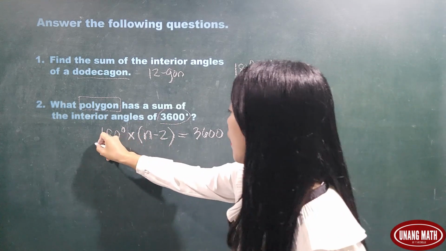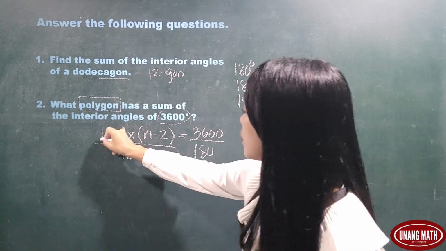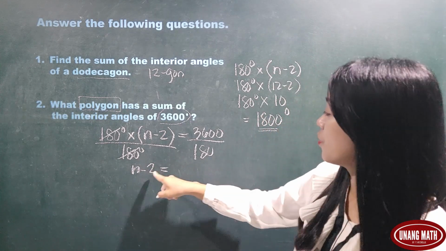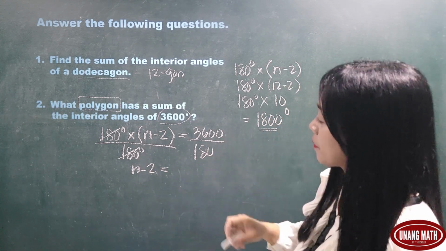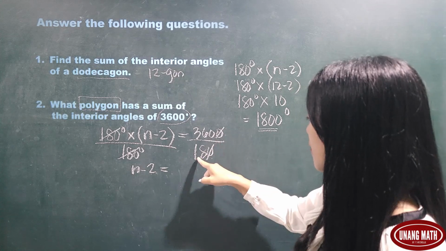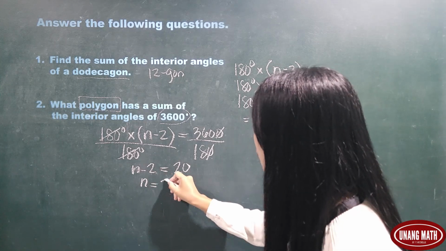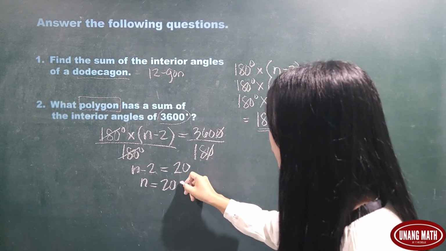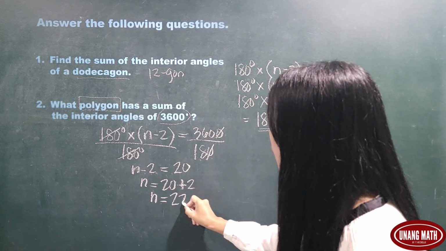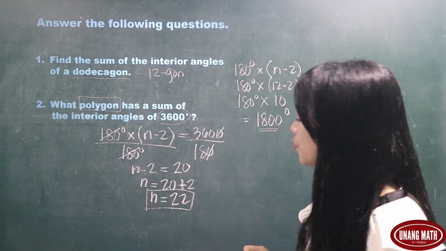3,600. Okay, to simplify, we divide both sides by 180. So this will be simplified. So we only have n minus 2. Okay, n minus 2 is equal to 3,600 divided by 180. So we will simplify. So 360 divided by 18. This is equal to 20. So n is equal to 20, then move this negative 2 to the other side, so this is plus 2. So we have here n is equal to 22. So this polygon has 22 angles.